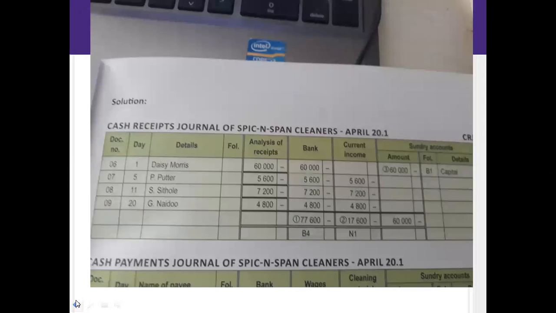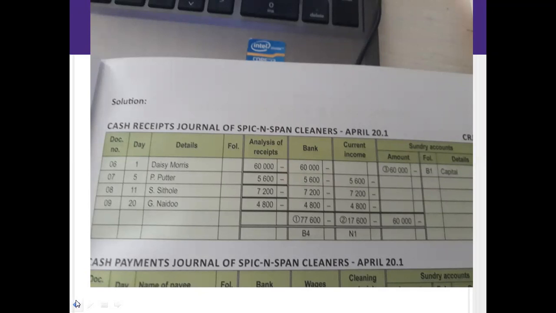So there you guys will see on the 11th, it's receipt 08 with the document number. We've got a name from the transaction, it is Sitole. 7,200 Rand will be with analysis of receipts, with bank, and with current income. Why with current income? Because it is a services rendered transaction.